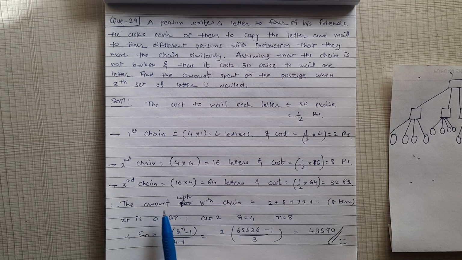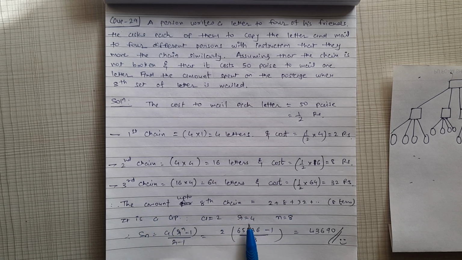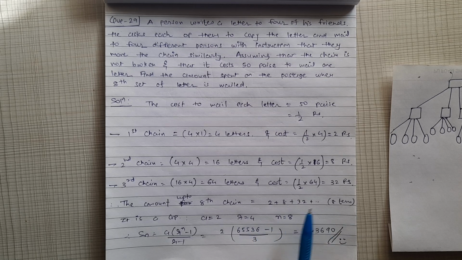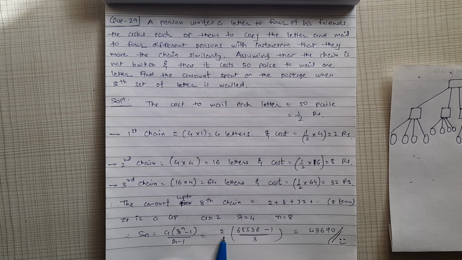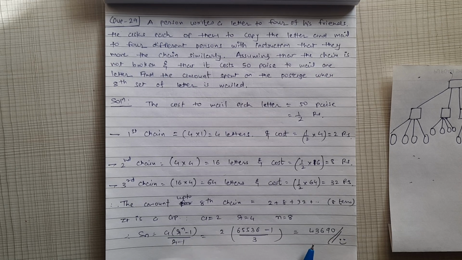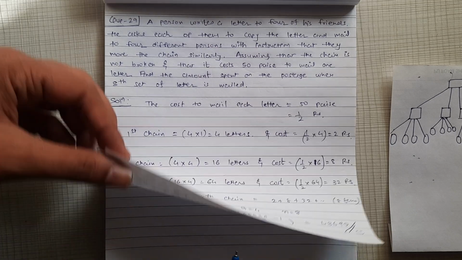Correct? Now you can observe that this is a GP. The first term is 2, the common ratio r is 4, and there are a total of n terms. Now the summation of a GP is given by Sn is equal to a into r raised to n minus 1 upon r minus 1. So a equal to 2, and substituting the other values and doing some calculation, we will get our answer, 43690. Let's move on to the next example.